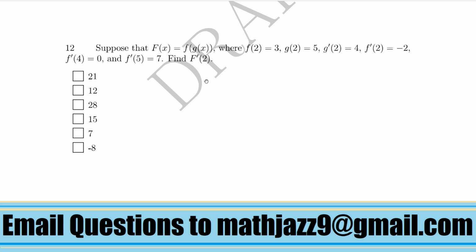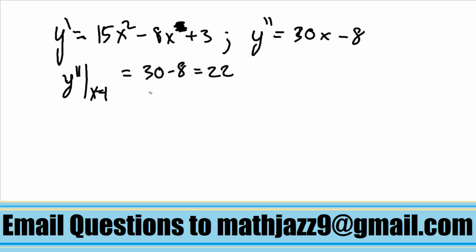Anyway, we want to find the derivative of capital F of x, which is equal to lower f of x times lower f of g of x. And then we have a whole bunch of data points. So the first thing we want to do, we're asked to find capital F prime of 2. We're first going to just find the derivative of capital F.